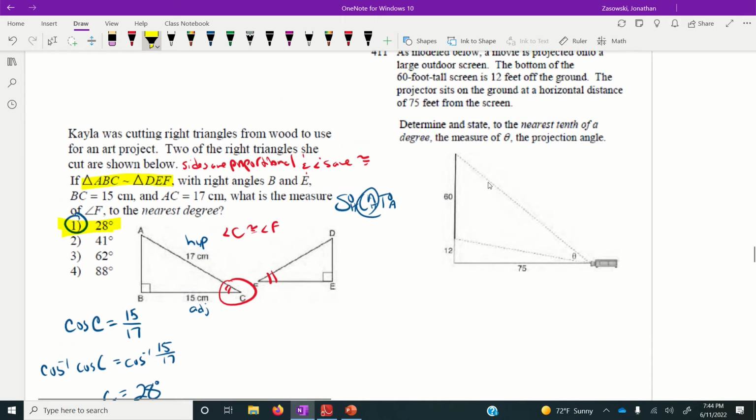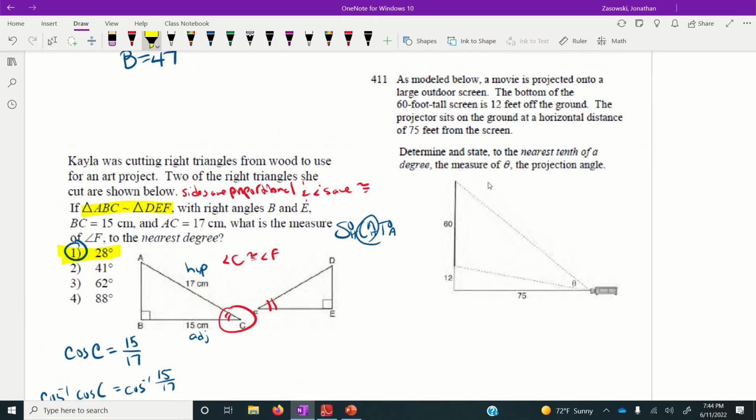Okay, the next question was a little bit more difficult on the exam. It's not incredibly difficult, but we want to figure out, we have a movie projector onto a large outdoor screen. The bottom of the 60-foot tall screen is 12 feet off the ground. The projector sits at a horizontal distance of 15 feet from the screen. We want to know what is the measure of angle theta to the nearest tenth of a degree.